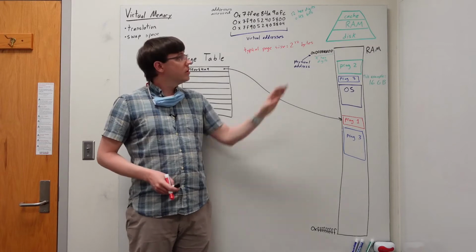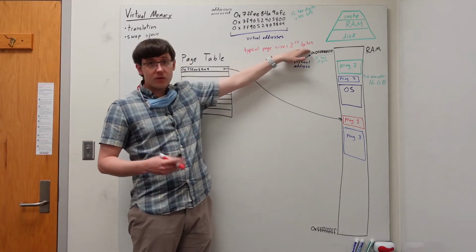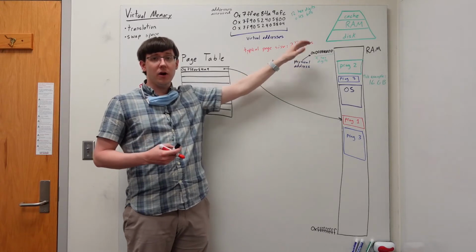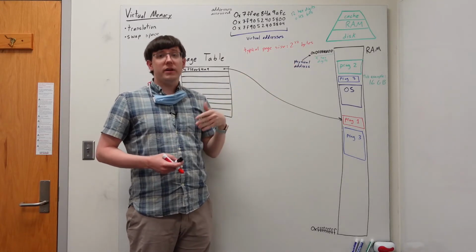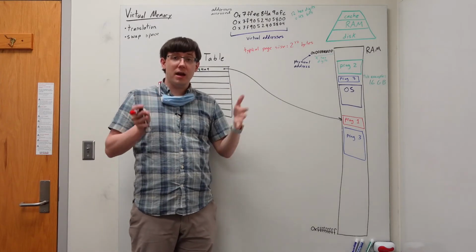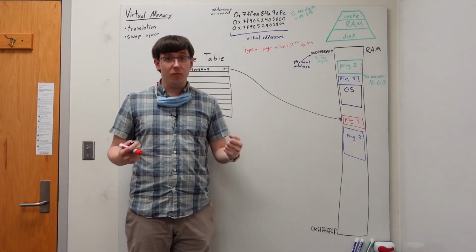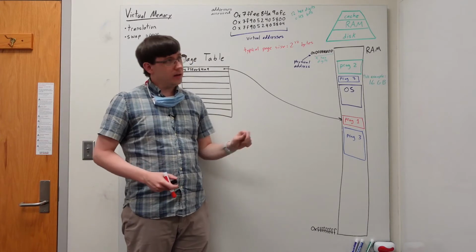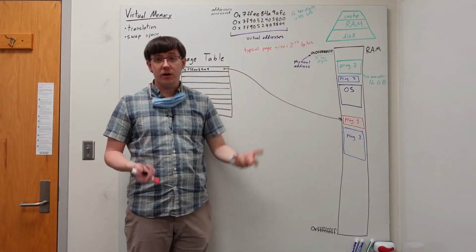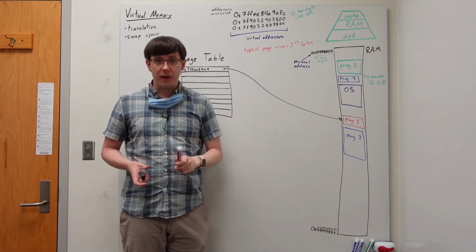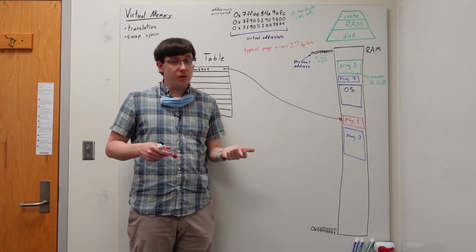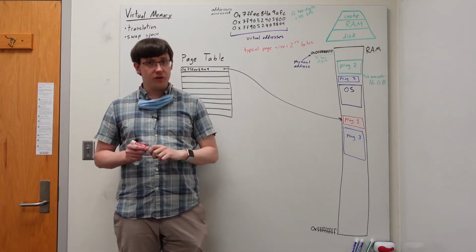So if we have 2 to the 12 bytes on every page, then that means that there are 2 to the 12 consecutive addresses that all move together as a chunk when we allocate RAM. And so that means that the low order 12 bits of any given address are all on the same page. And so in hexadecimal, 12 bits corresponds to 3 hex digits.